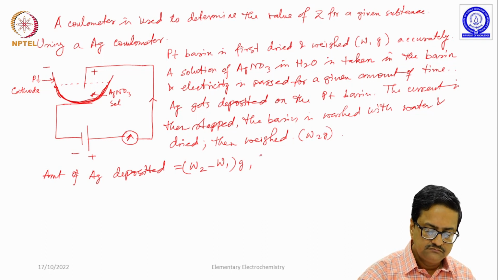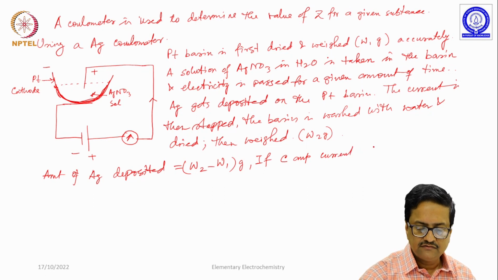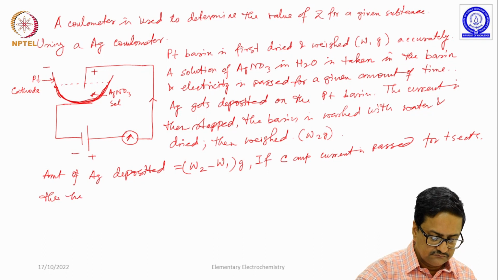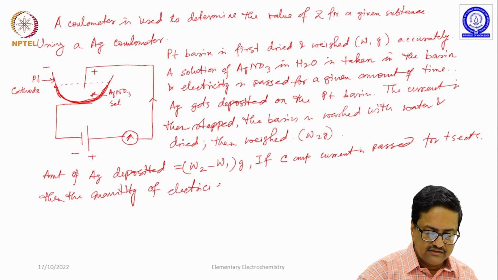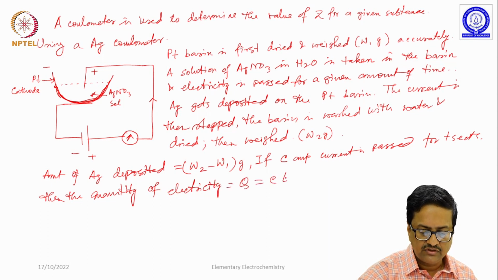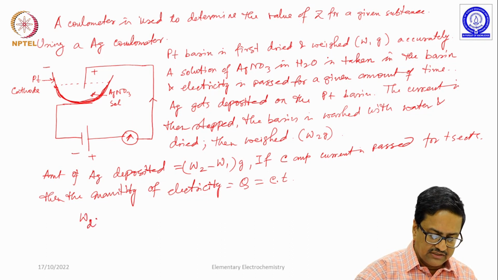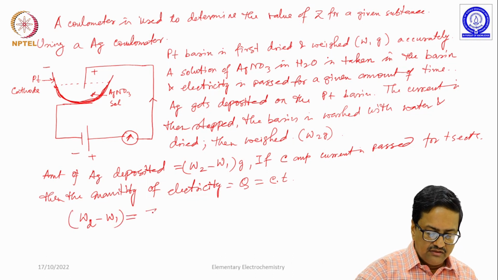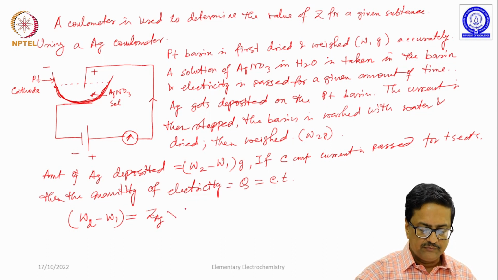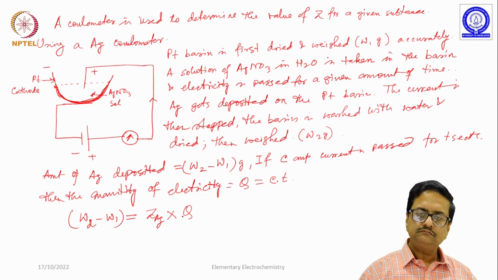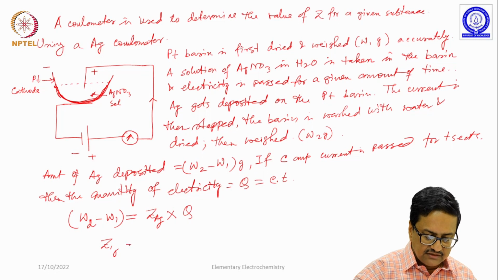If C ampere current is passed for t seconds, then the quantity of electricity is nothing but Q, that is equal to C into t. So, now I know the difference W2 minus W1 is nothing but equal to the electrochemical equivalent of silver multiplied by Q, right. So, Z silver is equal to W2 minus W1 by Q.